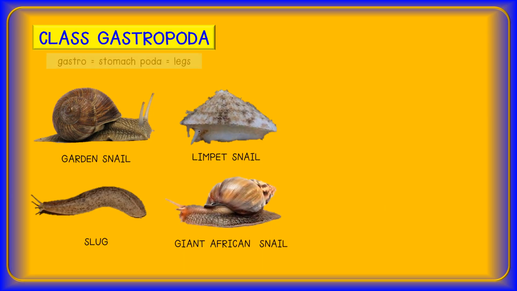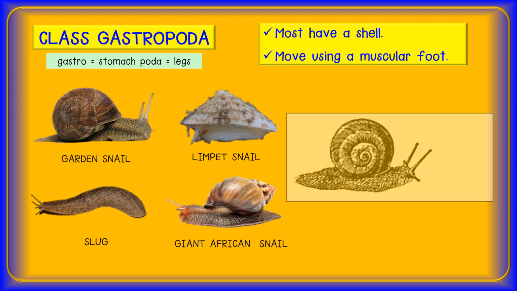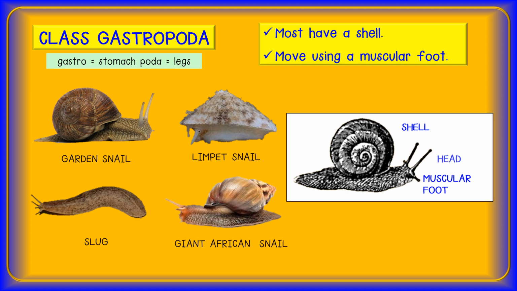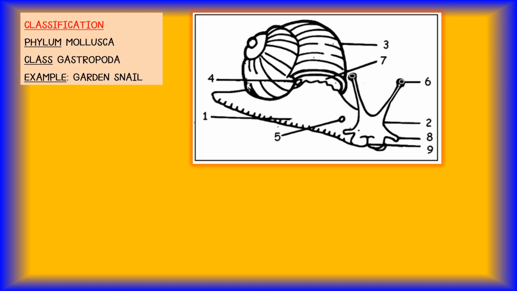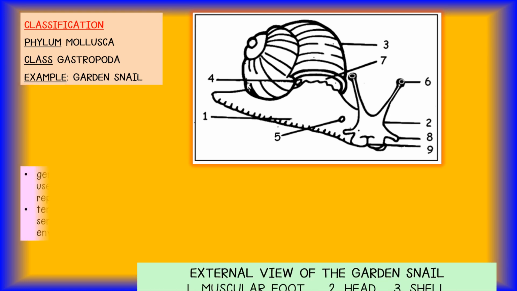The word gastropoda means stomach foot. It looks as though these animals move on their stomachs. Some gastropods have shells. Other gastropods, like slugs, do not have a shell. The body of the garden snail may be divided into the shell, head and muscular foot. The shell protects the organs like the lung, heart and digestive system. Take a look at the classification and external structure of the garden snail.